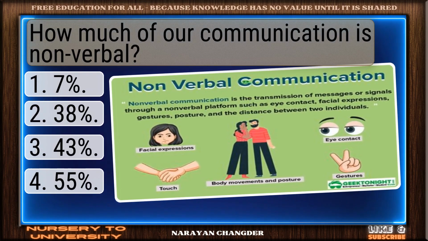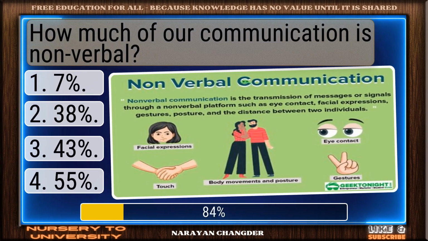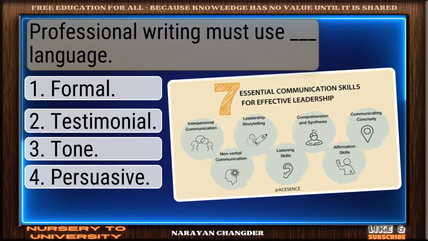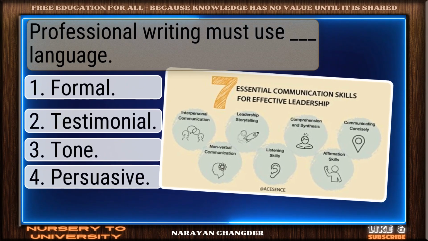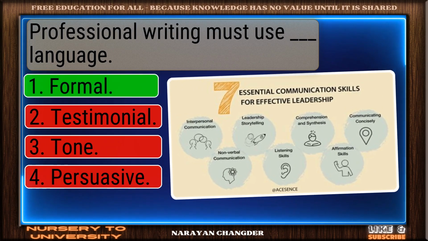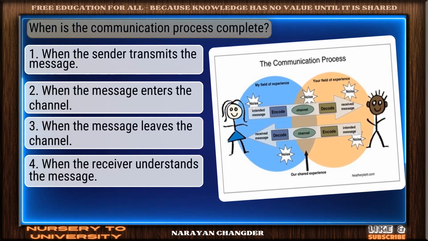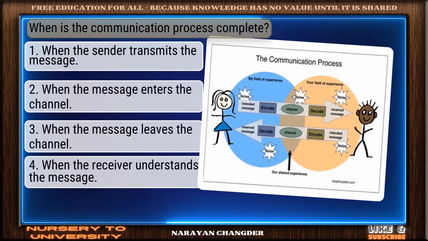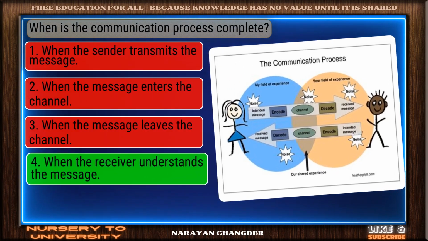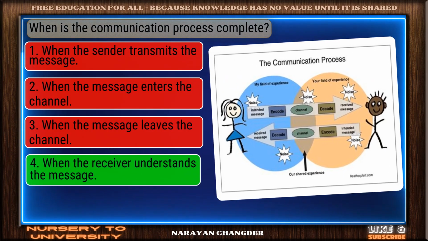Question number 47. How much of our communication is non-verbal? Right choice. 55% is the best answer. Question number 48. Professional writing must use dash language. Well picked. Formal is the correct answer. Question number 49. When is the communication process complete? Correct response. When the receiver understands the message is the most accurate answer.